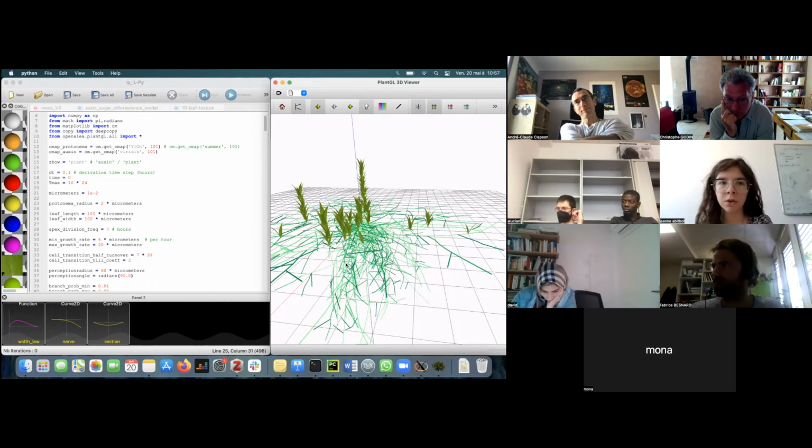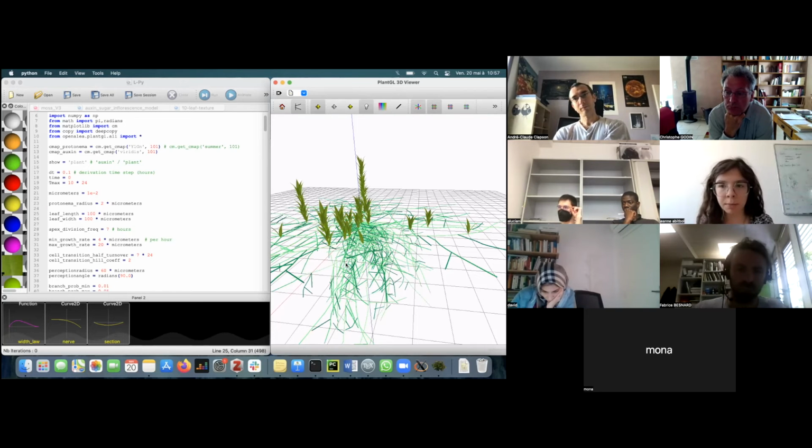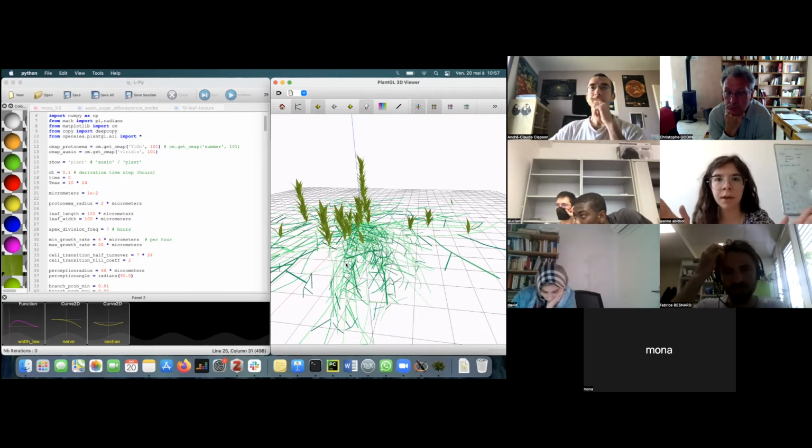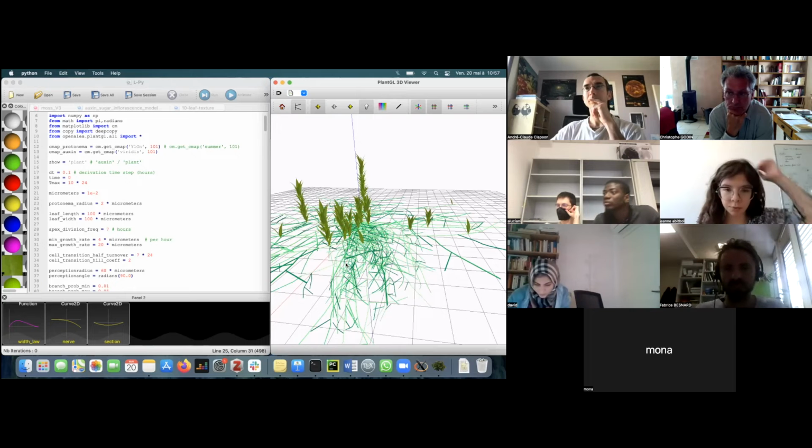But I had an issue that I didn't understand: when I try to increase this number of points to get a more continuous representation for self-avoidance, my apical cells stop growing even if there is nothing in front of them. So I think there is something I do wrong.